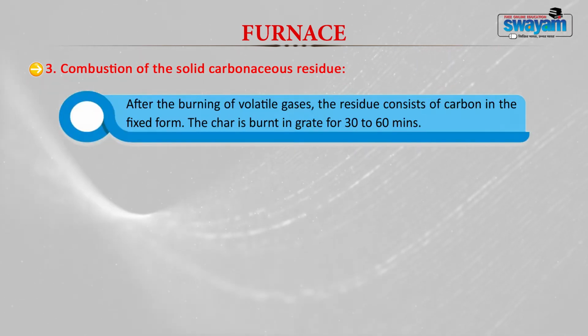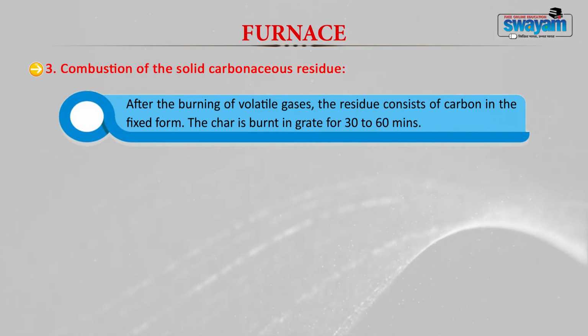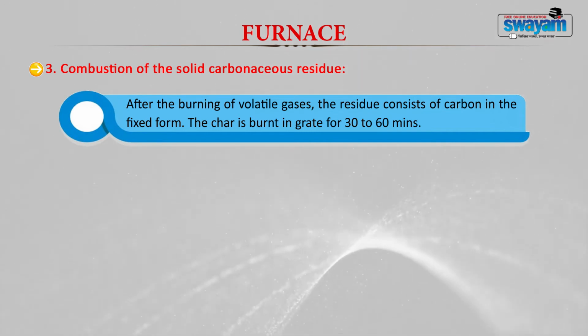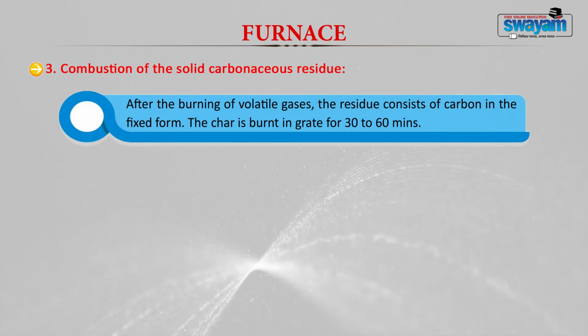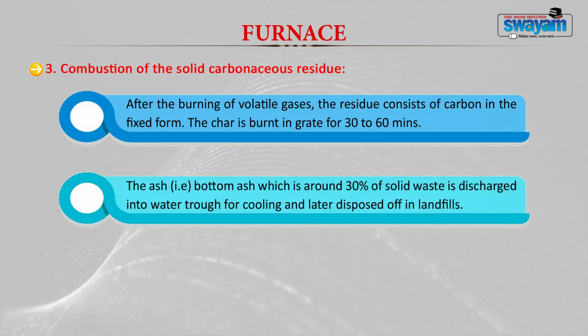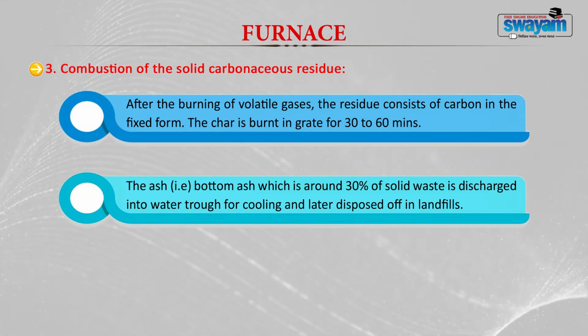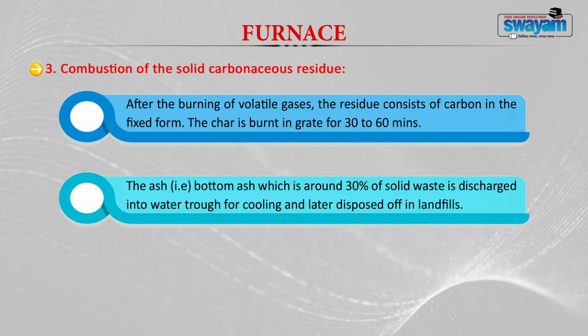Now, the third stage is the combustion of solid carbonaceous residue. After the burning of volatile gases, the residue contains a lot of carbon in the fixed form. The char is burnt in the grate for 30 to 60 minutes. Now, the bottom ash, which is around 30% of the solid waste, is discharged into a water trough for cooling and is later disposed of in a landfill.